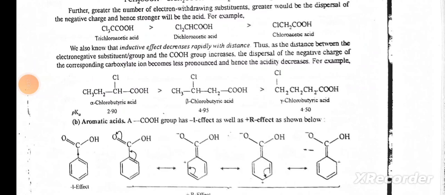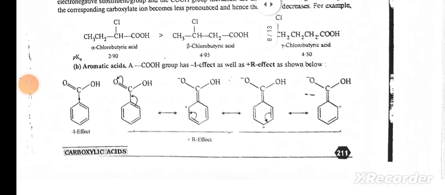We also know that the inductive effect decreases rapidly with distance. Thus, as the distance between the electronegative substituent group and the COOH group increases, the dispersal of the negative charge of the corresponding carboxylate ion becomes less pronounced, and hence the acidity decreases. For example, alpha chlorobutyric acid, beta chlorobutyric acid, gamma chlorobutyric acid.